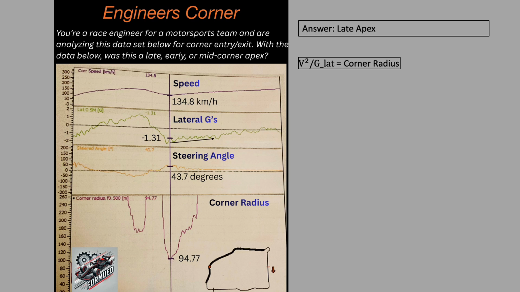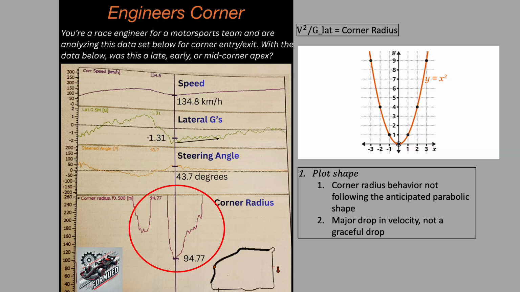And the governing equation that I'm focusing on here, which I did cover in some of my content on Instagram, one of my read-ahead slides, is the corner radius equation, and it is v squared over g lat, or the vehicle's velocity squared over its lateral acceleration. This is a pretty interesting one to comprehend and really understand what these terms actually mean. So let's dive into it.